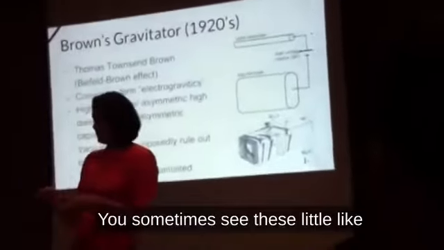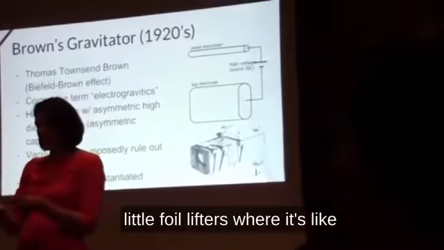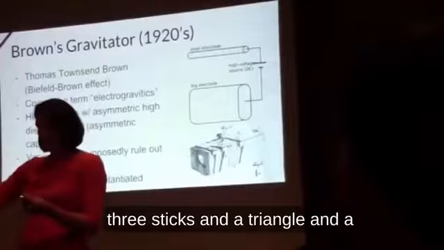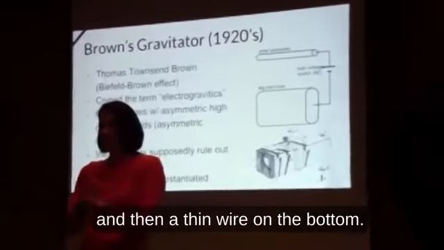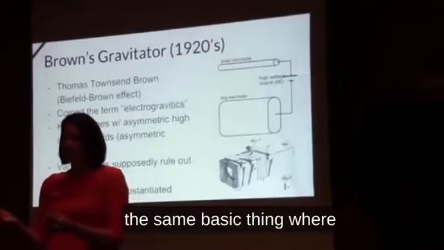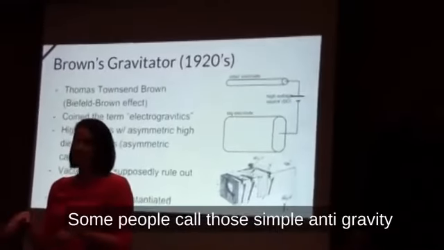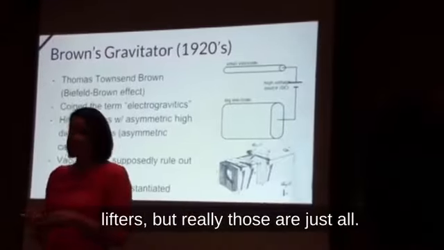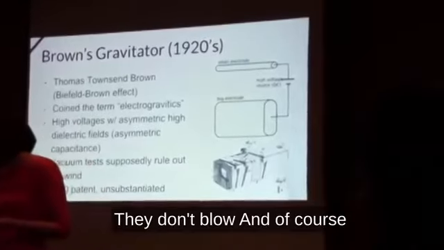You can see these little foil lifters on YouTube sometimes, where it's three sticks in a triangle with a piece of foil running around the top and a thin wire running around the bottom. And that's basically the same thing, an asymmetric capacitance setup. Some people call those simple anti-gravity lifters, but really those are limited as well.